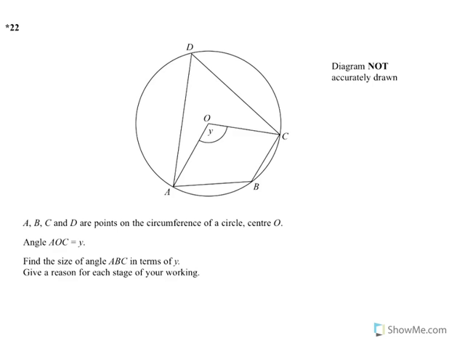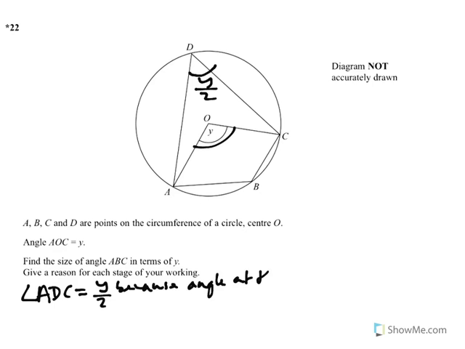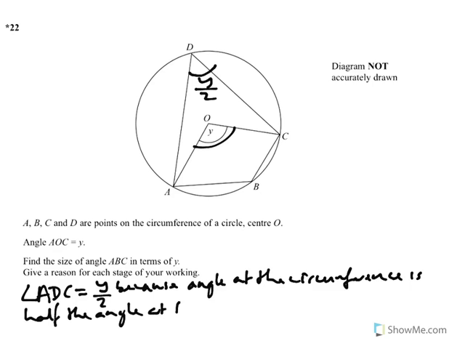Okay, so question 22. A, B, C and D are points on the circumference of a circle, centre O. Angle AOC equals y. Find the size of ABC in terms of y. Give a reason for each stage of your working. Well, we know that this is half of this, so that's y over 2. So we can say that angle ADC equals y over 2, because the angle at the circumference is half the angle at the centre. Okay, so that's our first stage of reasoning.